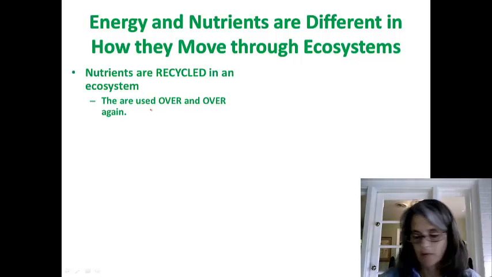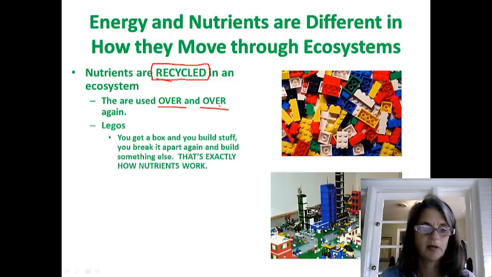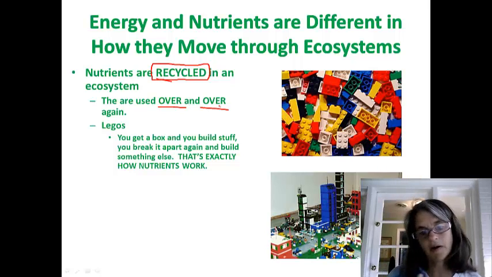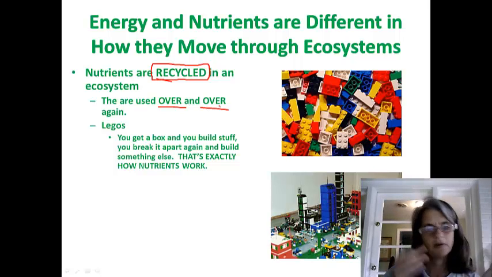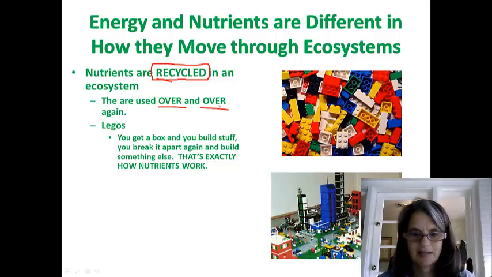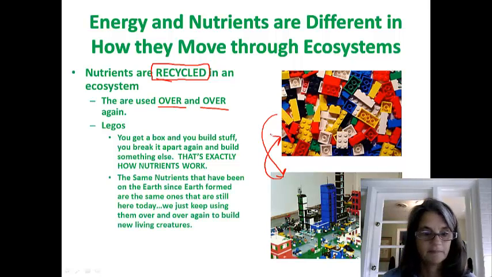Nutrients are different. They don't just have a one-way flow. They are used over and over. They are recycled in an ecosystem, used over and over again. Very much like Lego building blocks. You get a box of Legos and you build stuff, and then you break it apart, and you build stuff again, and you break it apart, and you build stuff again. That is exactly how nutrients work. Nutrients go from these small building blocks to very complex structures, and then back again to building blocks so they can be used again, okay?